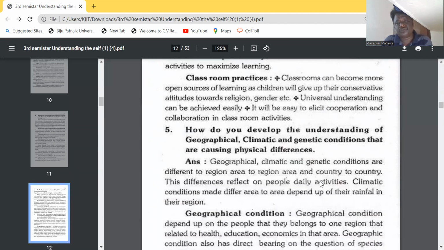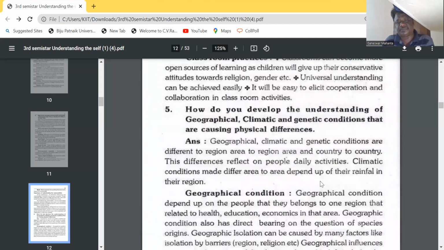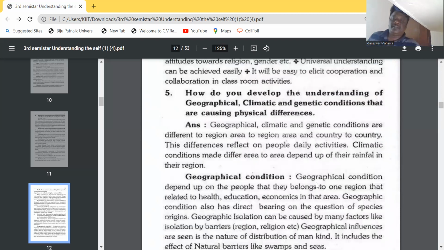Next question: how do you develop an understanding of the geographical, climate, and genetic conditions that cause physical differences? Geographical, climate, and genetic conditions differ from region to region and country to country. These differences are reflected in people's daily activities. Climate conditions may differ from area to area depending upon the rainfall in the region. So climate is especially different for different peoples.